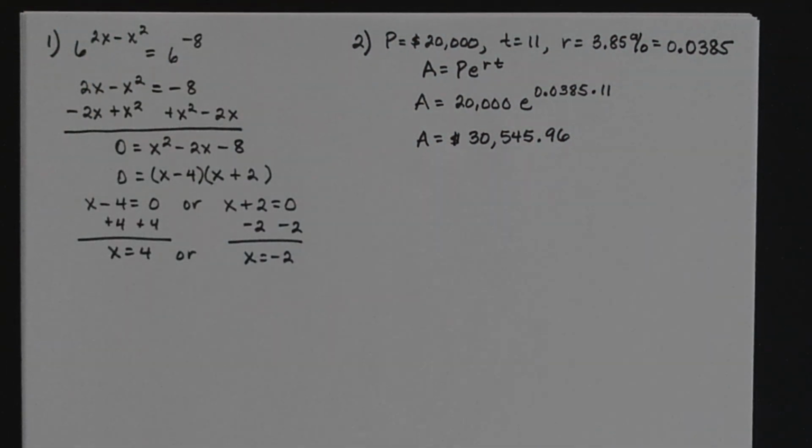Okay. That represents the value of a $20,000 investment for 11 years at 3.85% compounded continuously. Are there any questions about problem number 2?